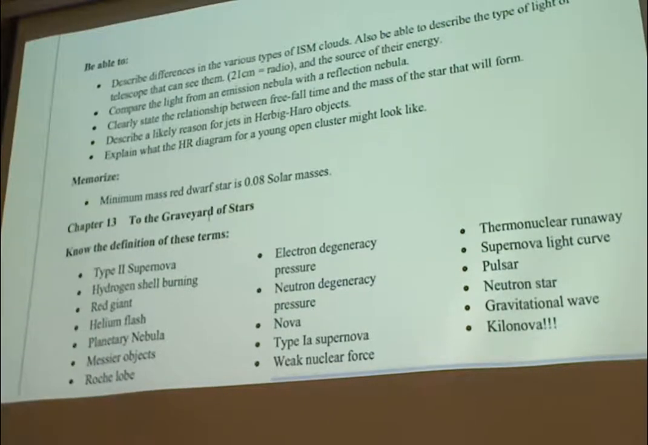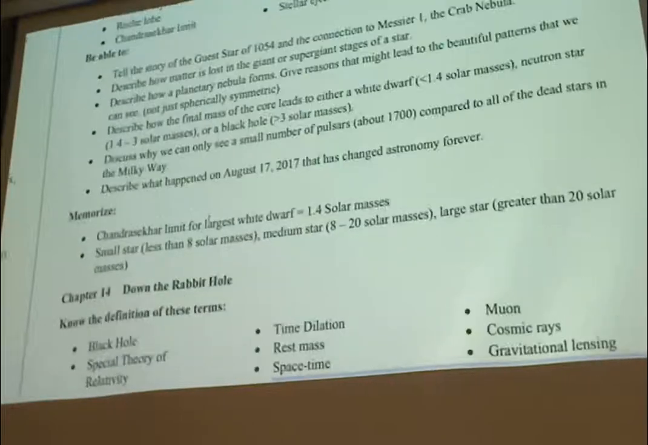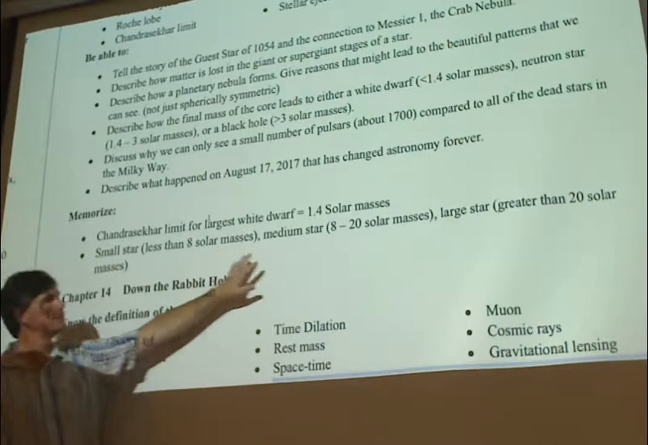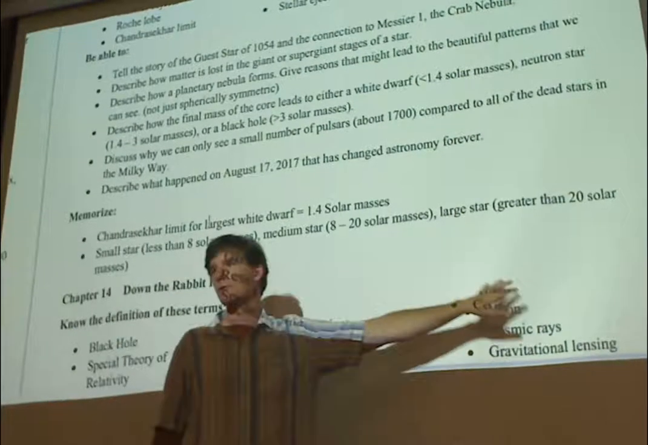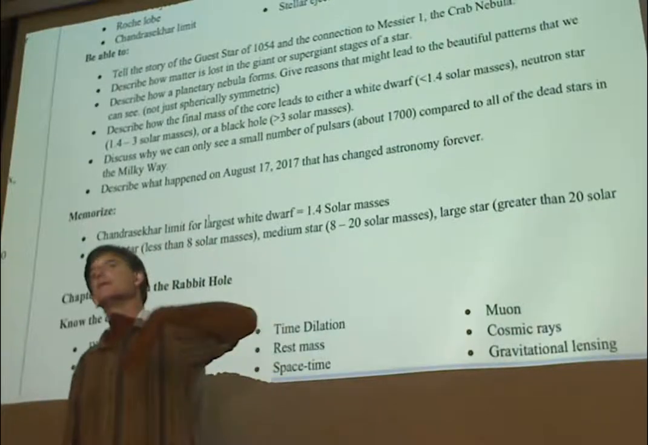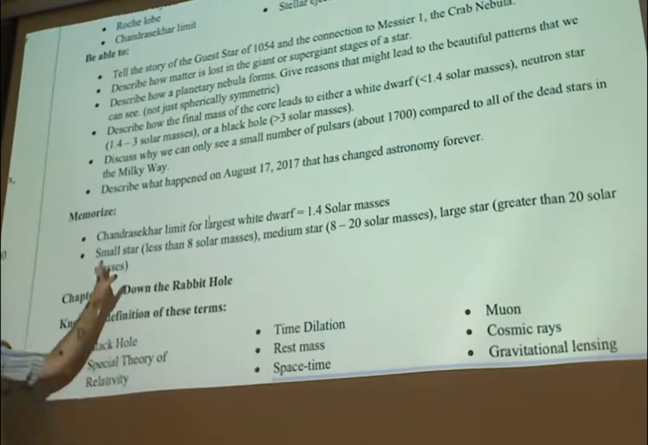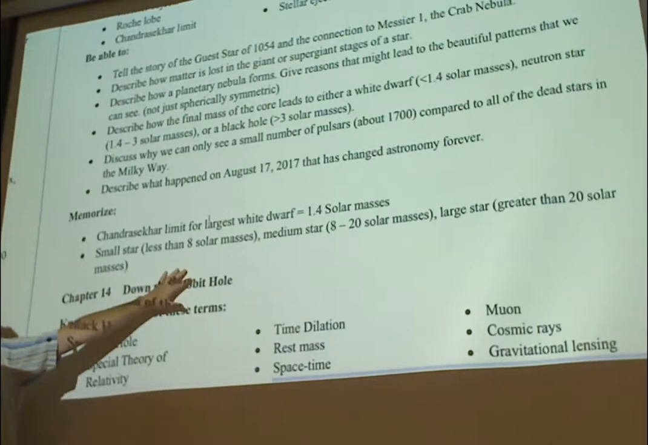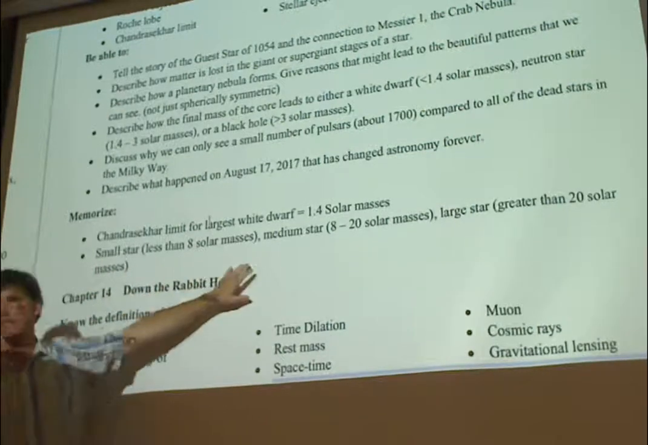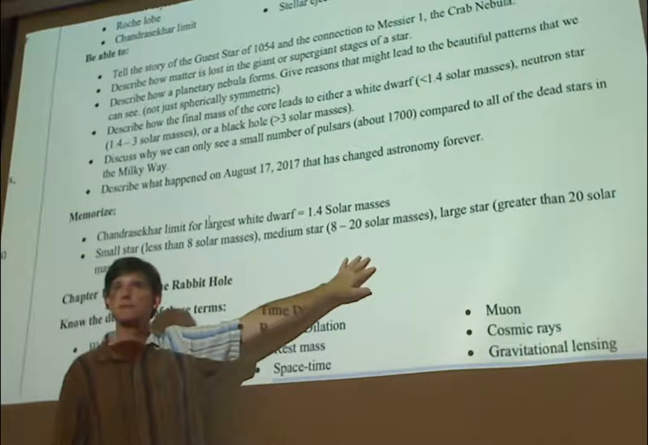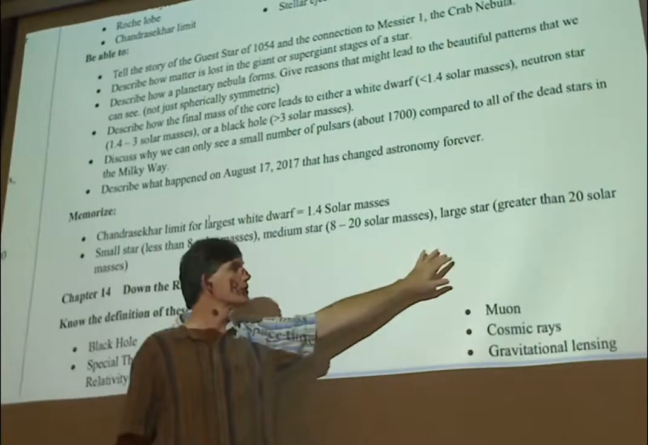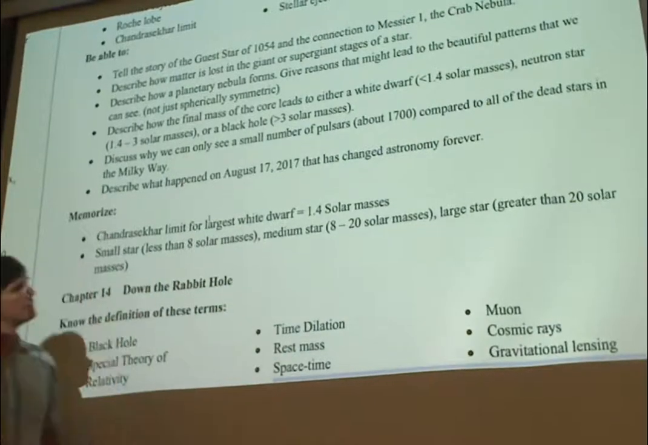Actually, let's just look down here. Here, this is what I call small, medium, large. Okay, so I'm giving you some sense of what I mean by that. Small, less than 8 solar masses, medium, between 8 and 20 solar masses, large, greater than 20 solar masses.